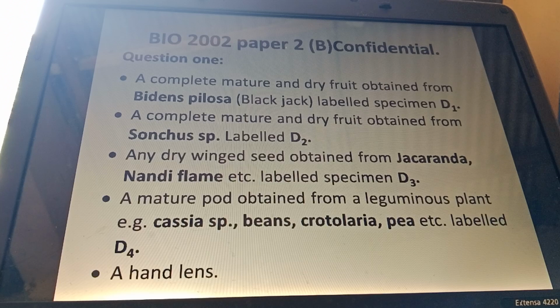So, without much ado, I go to what you required to do question 1. Question 1 required a complete mature and dry fruit obtained from Bidens pilosa, or blackjack, labeled specimen D1. A complete mature and dry fruit obtained from Sonchus species, labeled D2. There is that plant known as Sonchus or Erashes.